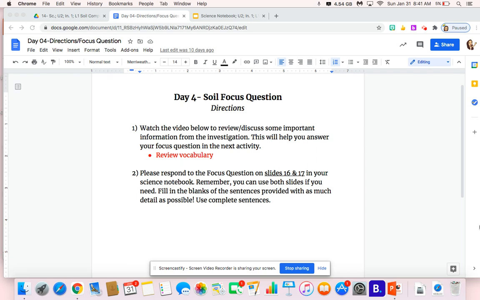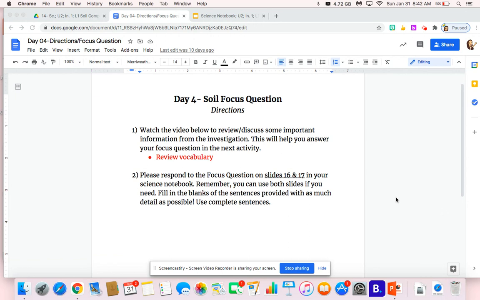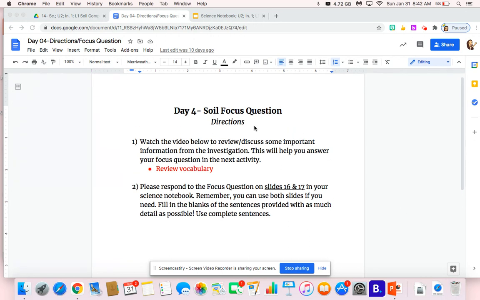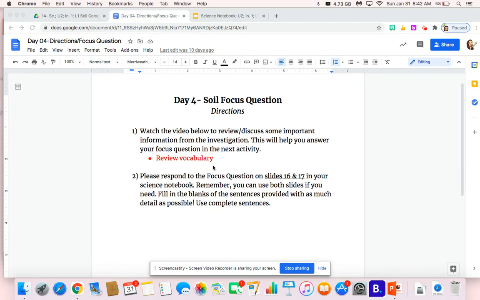We officially have completed our soil investigation. Everybody did an excellent job, and I hope that you had a lot of fun learning about soil and the different things that make up what soil is. Okay, so we are on day 4, and now we're going to focus on some vocabulary and then answer a focus question in our science notebooks.